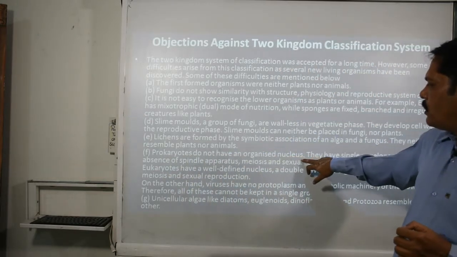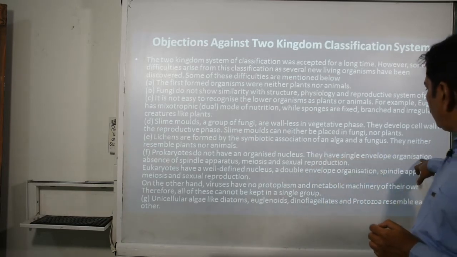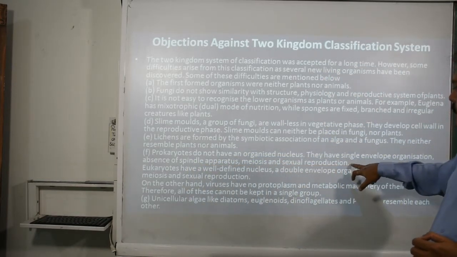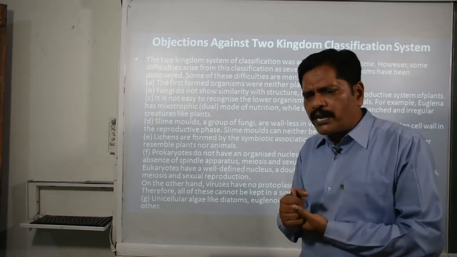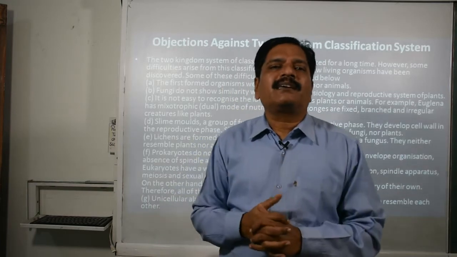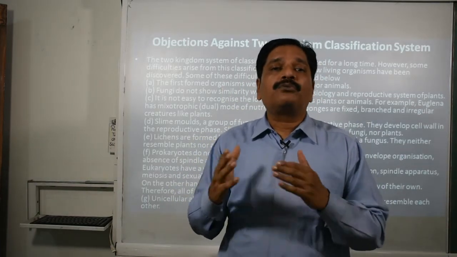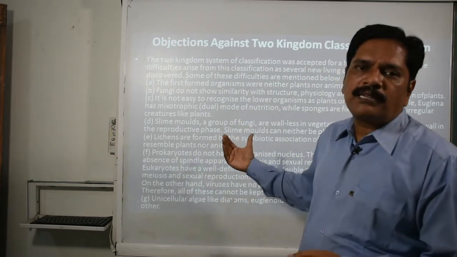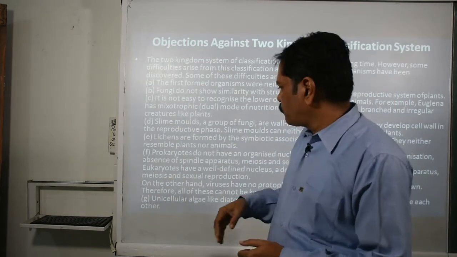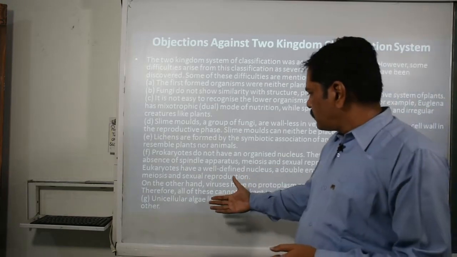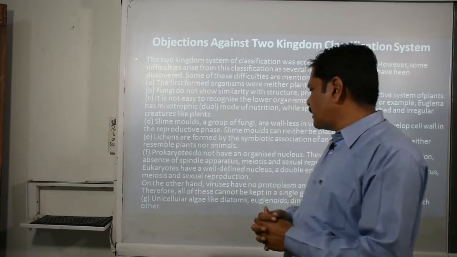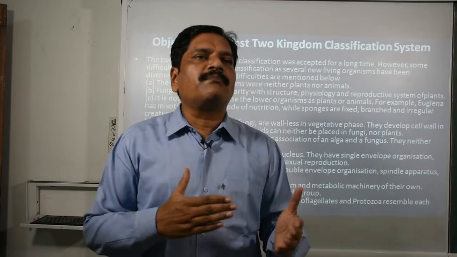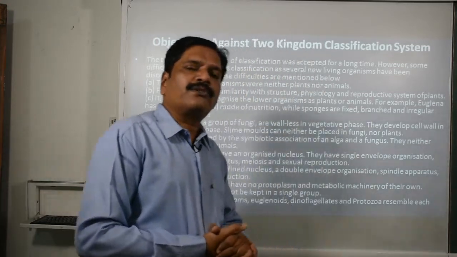Then prokaryotes do not have an organized nucleus, and they have a single envelope organization and absence of spindle apparatus, and meiosis and sexual reproduction are absent. These prokaryotes do not satisfy the criteria of the cell because they don't have a definite nucleus. No proper place was given, and they were kept directly in the plantae. Similarly, viruses did not find any proper place there, and some other features also made it unable to separate them from animals and plants. So these are the drawbacks.